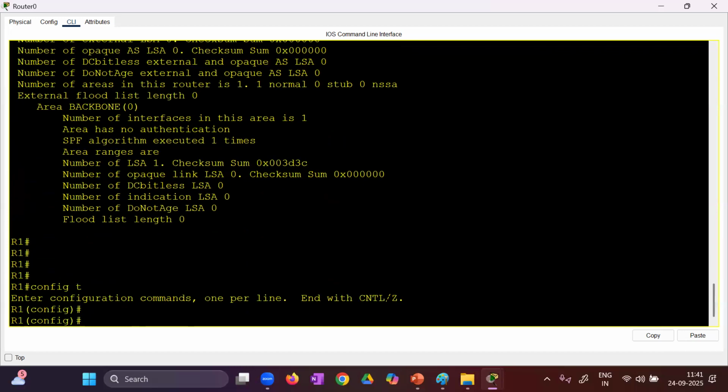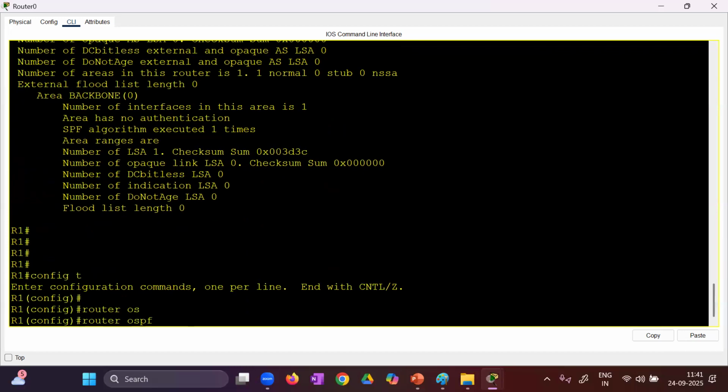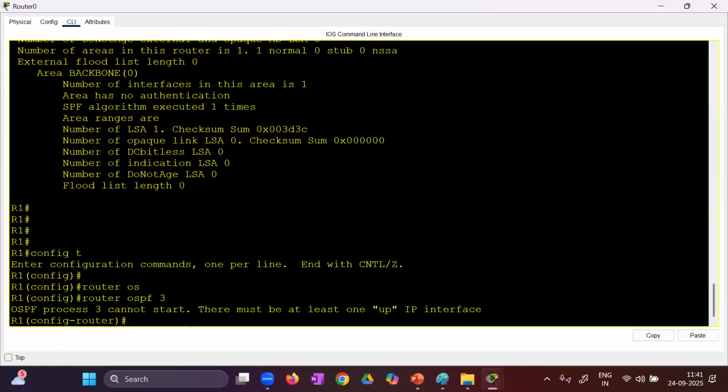Come to config space T, router OSPF 3. What does it say? Yeah, why? There must be at least one IP address. When I am giving the command router OSPF 3, what does it say? OSPF process 3 cannot start. The reason? Because it says that there is no other IP that I can use as a router ID. That's why it is not possible for me to run OSPF 3. Because I have given only 2 IPs, 1.1.1.1 and 192.168.1.1.